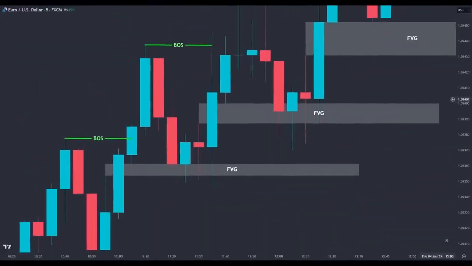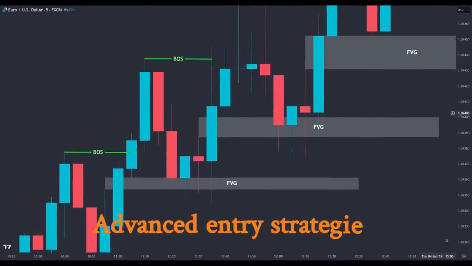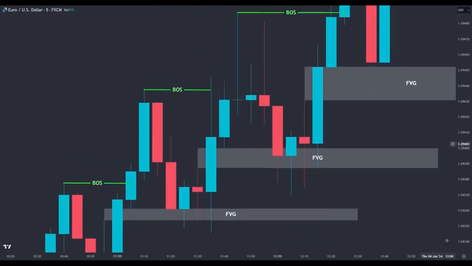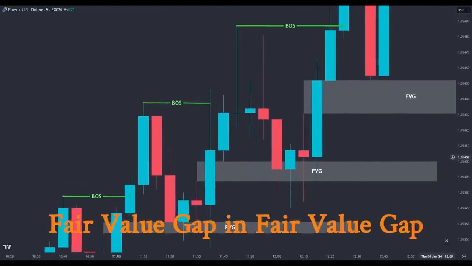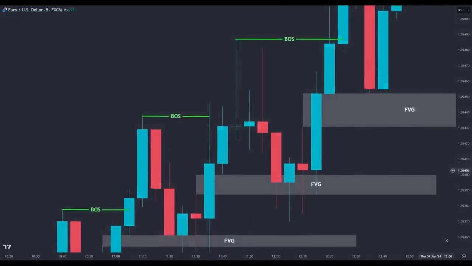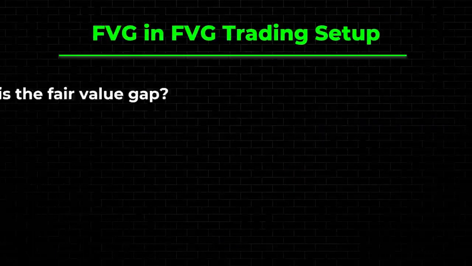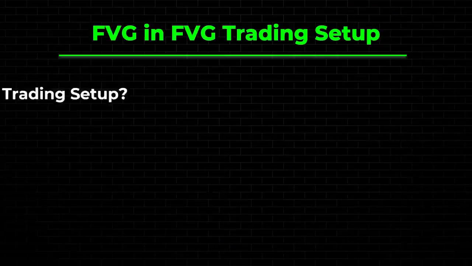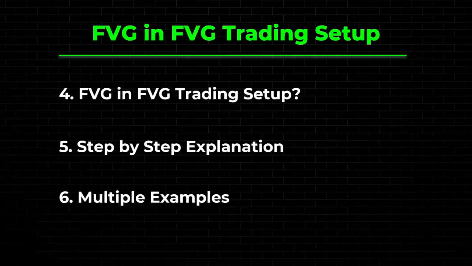In this video, we will show you one of our advanced entry strategies which we have developed using smart money techniques. We call this trading setup Fair Value Gap in Fair Value Gap. We're going to go very in-depth into smart money concepts in this video. So here is what we are covering today. We will show you step by step how to fully apply this trading setup on any chart with all the mechanical rules that need to be followed.